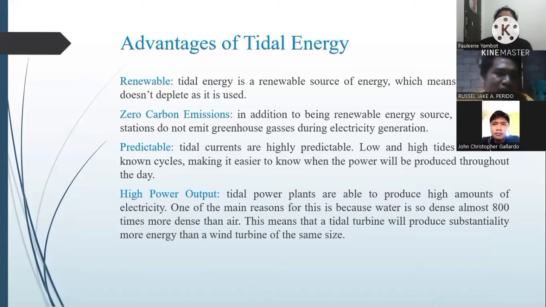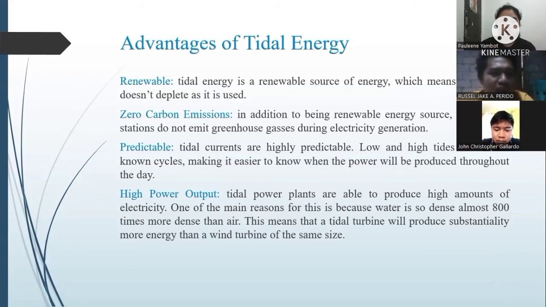Nandito lang sa atin yan, yung palagi na nakikita natin from the word renewable. Yung next naman is zero carbon emissions. In addition to being a renewable energy source, tidal power stations do not emit greenhouse gases during electricity generation. Ito naman yung hindi ito nakaka-harm ng environment at sa mga tao. Yan from the word zero emission na nga, di ba? Zero carbon, yung wala nang nilalabas na harmful.